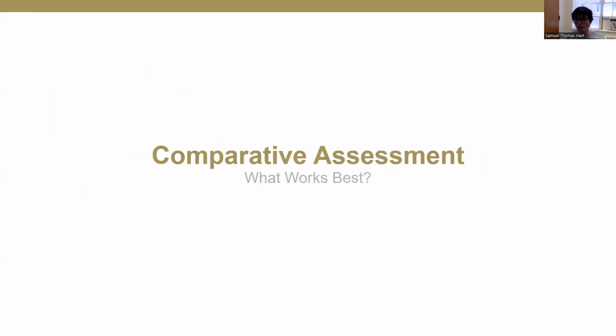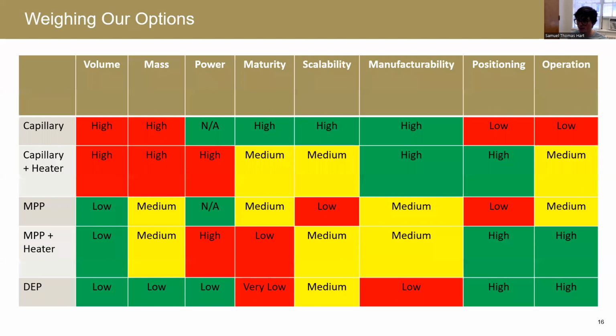Okay, so now for a comparative analysis. We've talked about a lot of systems, but which one works best? And so we've analyzed them here. And this is a bit of an eye chart. So I'm going to start off by saying, first of all, green is good, red is bad. I'm now going to direct you to those last 2 columns. That's positioning and operation. Those are the 2 sort of performance characteristics we're really looking at. How well do we initially position that bubble, and how well do we keep it there while operating?